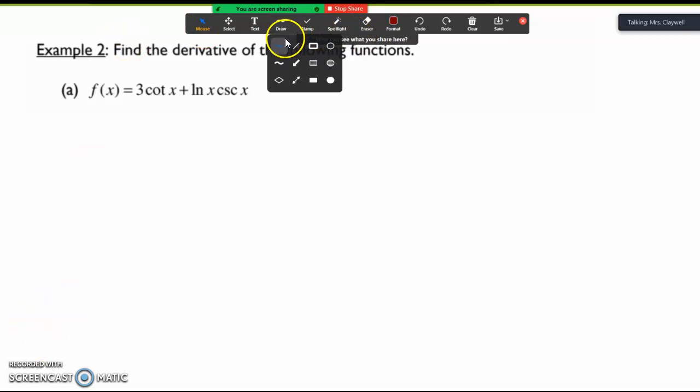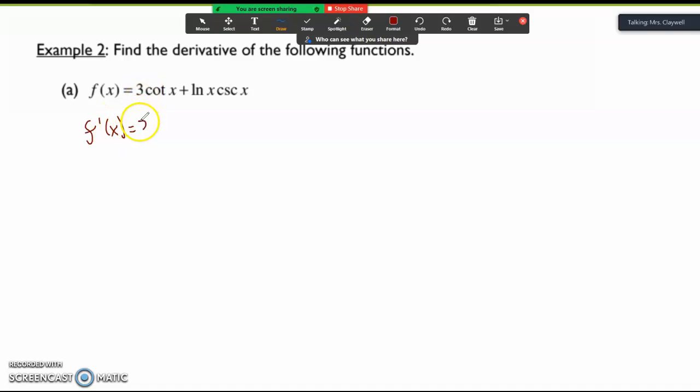Okay, flipping to the back of your notes, example 2a. This one's the derivative of the following functions. I see there's addition here, so I'm just going to focus on this first part. I can keep my constant of 3 in the front, the derivative of cotangent. I'm just going to use my trig derivatives that I found on the front page. And that's all I need to do here.